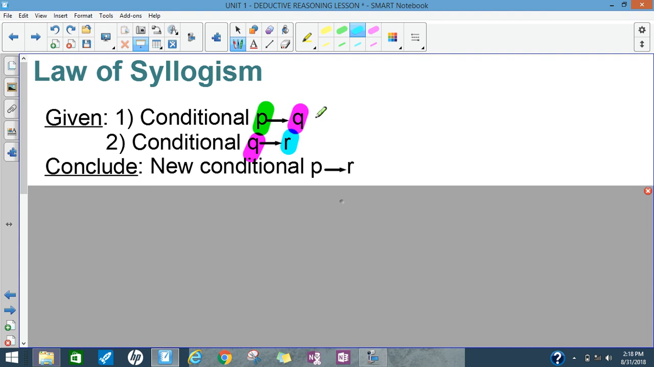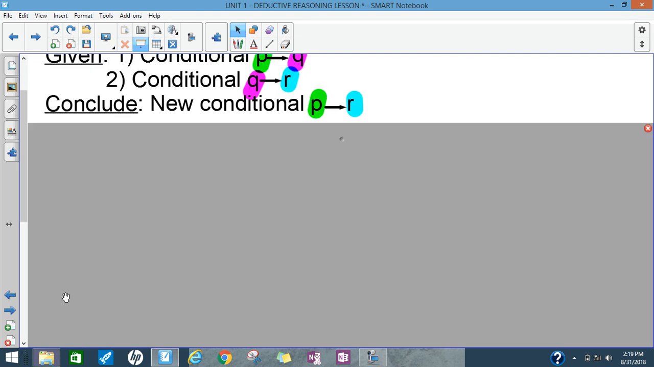If we have two conditional statements, one that ends the exact same way the other one starts, then we can get rid of this pink part and have a new statement, if P then R. So we take these two conditional statements and put them together to form a new one. Let me show you a couple examples.